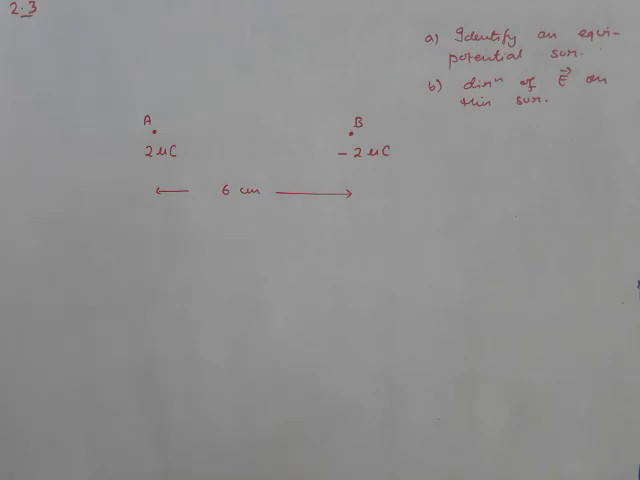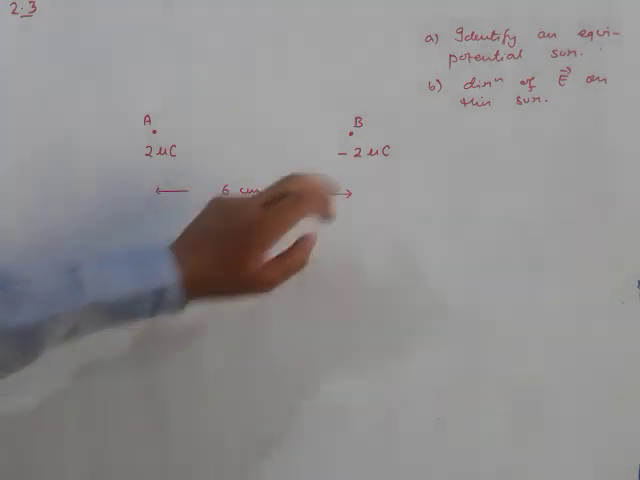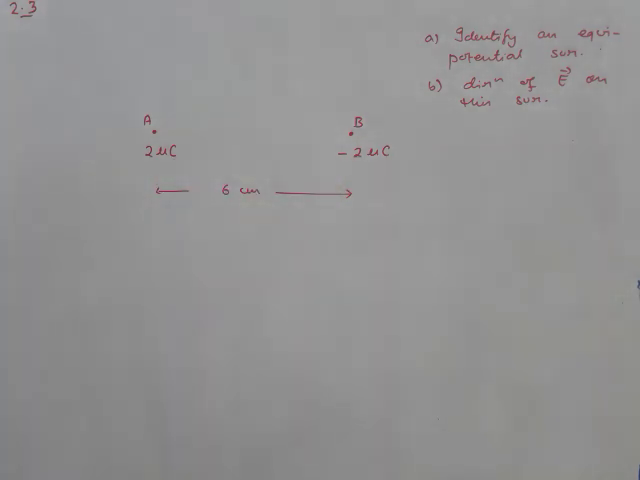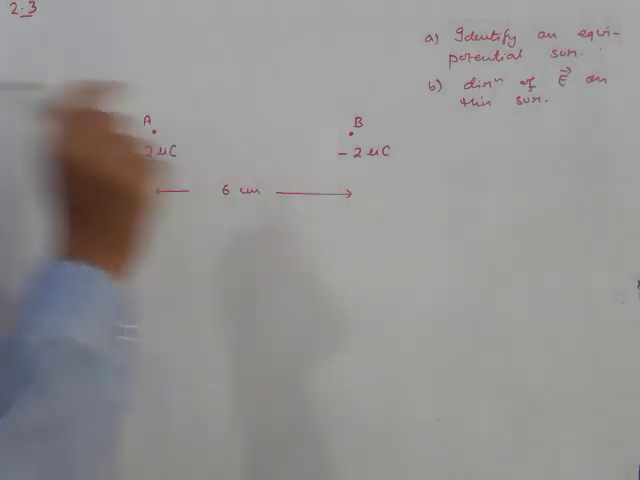This is exercise 2.3. Two charges 2 microcoulomb and minus 2 microcoulomb are placed at points A and B, separation 6 centimeter apart. Number A, you have to identify an equipotential surface of the system. Number B, what is the direction of electric field at every point on this surface? Equipotential surface you have to identify. See, this is plus 2, this is minus 2 microcoulomb.